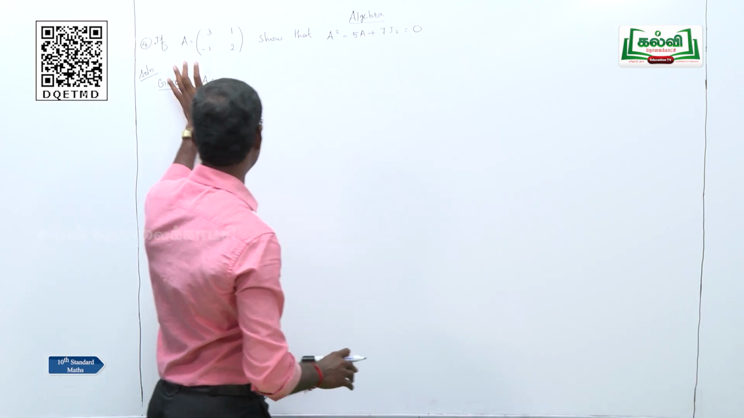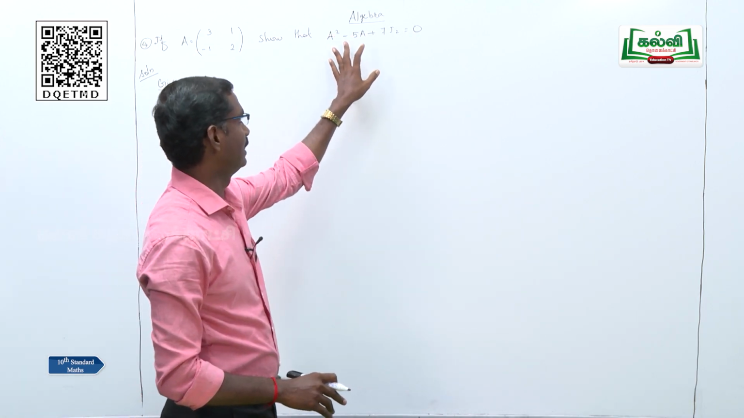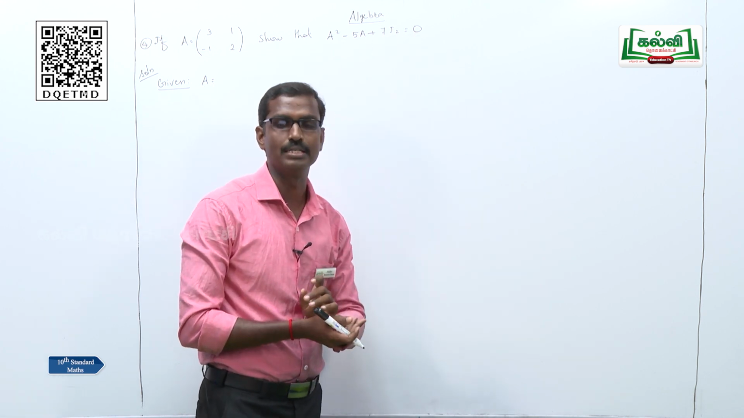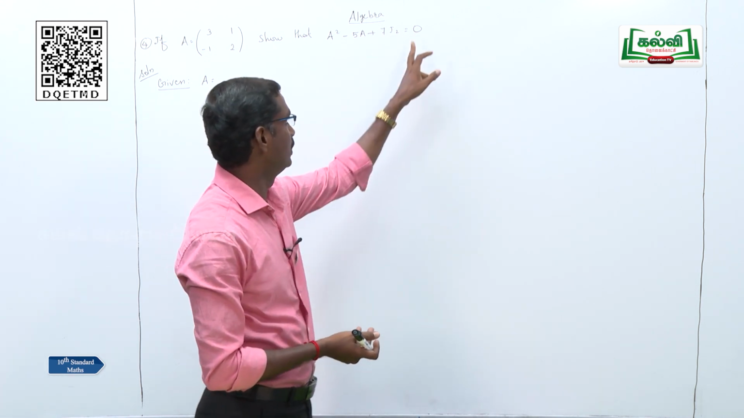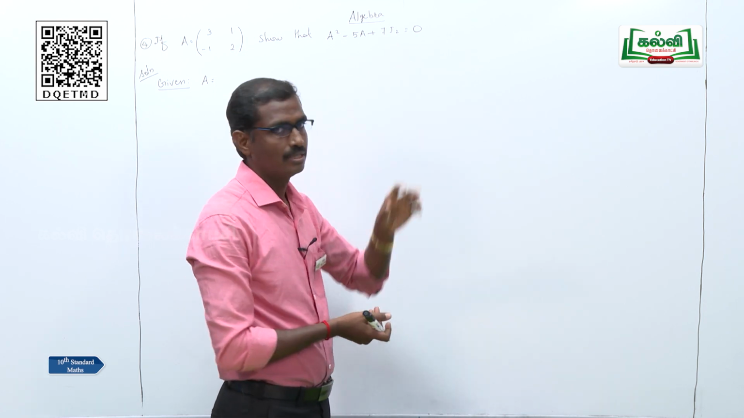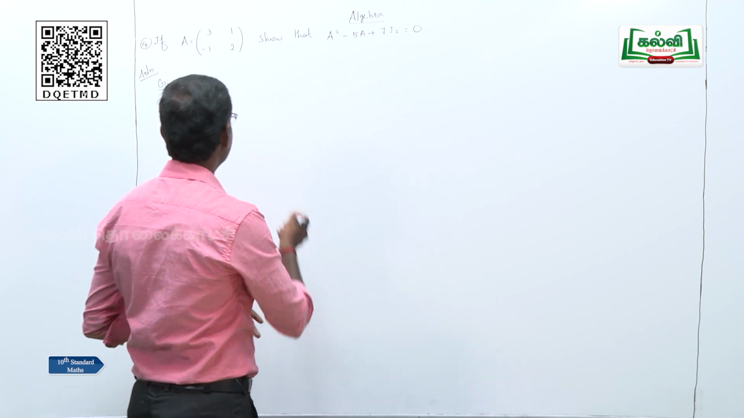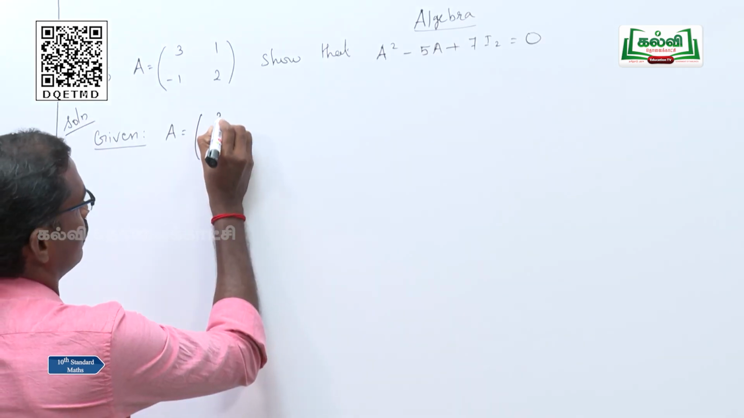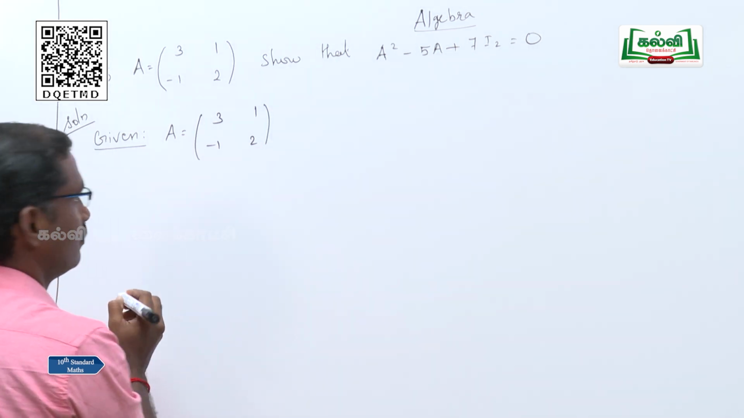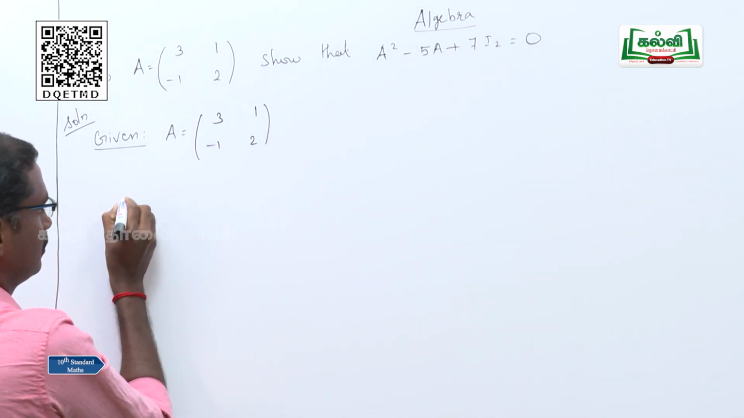Listen, A matrix is given, so that A square minus 5A plus 7I2 equals O. What is the meaning of I2? I is the unit matrix. Next, O is the zero matrix, the symbol of the zero matrix, the symbol of the unit matrix. Write the given matrix. Only A is given: 3 1 minus 1 2. First we have to find A square.